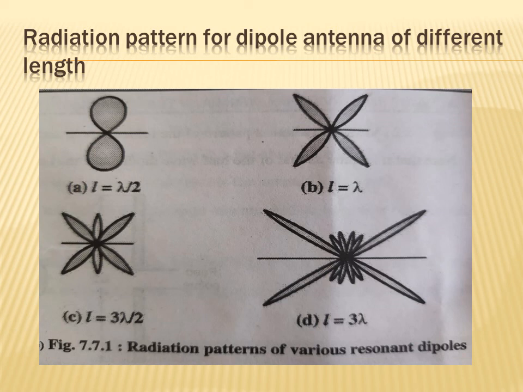So we have seen the half dipole antenna, the folded dipole antenna, and the radiation pattern for dipole antennas of different lengths. In the next lecture, we will see the different types of antenna which are used for different applications.